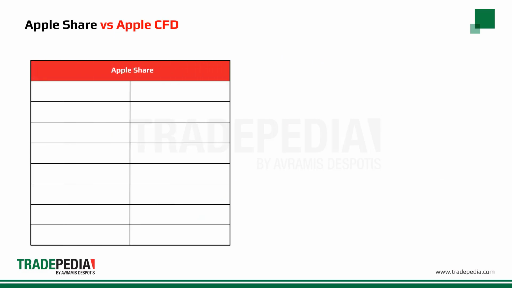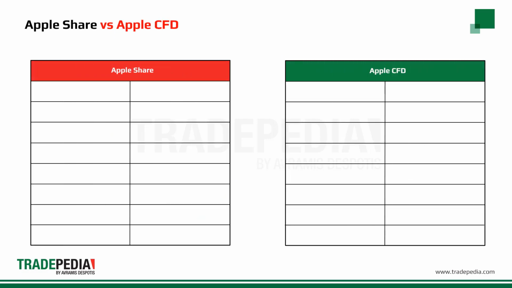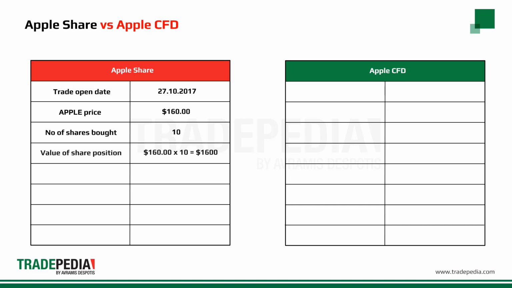Comparing Apple share and Apple CFD. Starting with the Apple share. We bought on the 27th of November 10 Apple shares at the New York Stock Exchange at $160. The value of our position equals 10 times 160 equals $1,600. With a minimum commission rate of $15 per transaction, we would be charged $15.